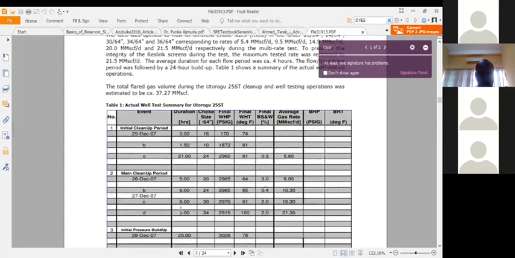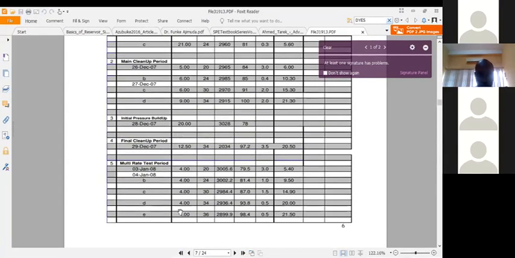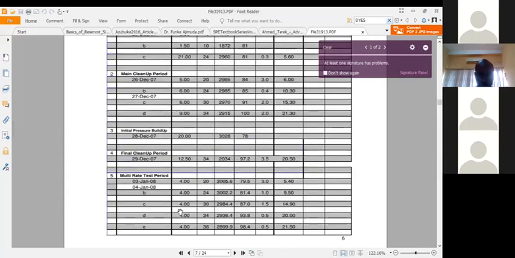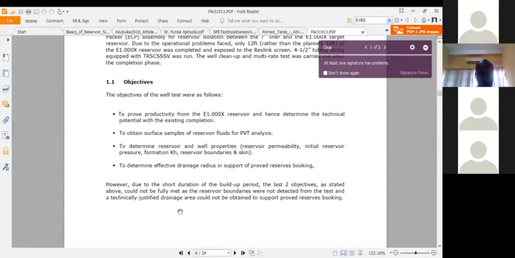Sorry, sir. Yes. Please, can you go back to the objective? They said in summary, yes. However, due to the short duration of the build-up period, the last two objectives as stated above could not be fully met as reservoir boundaries were not detected from the test.